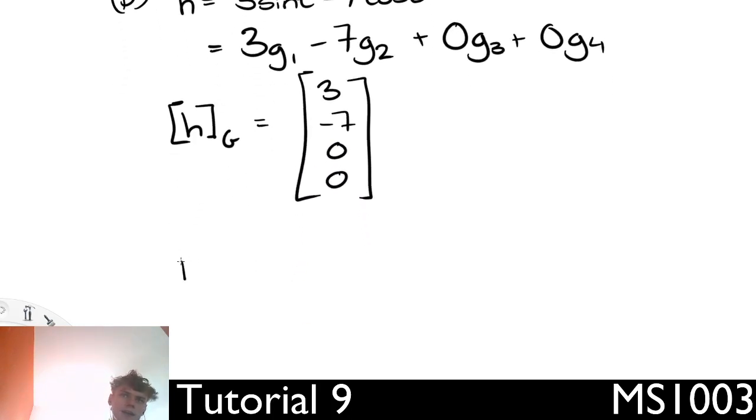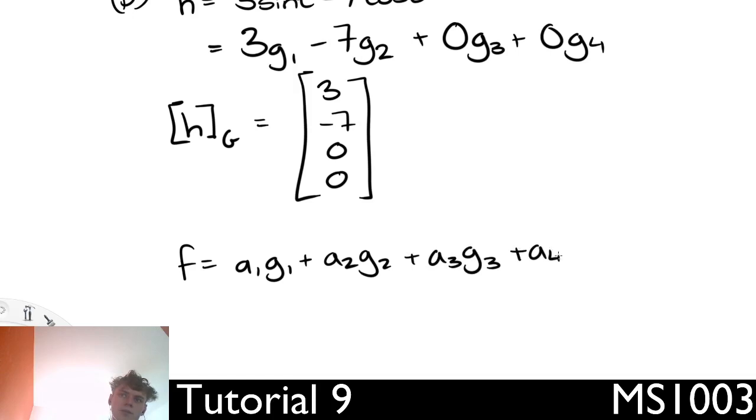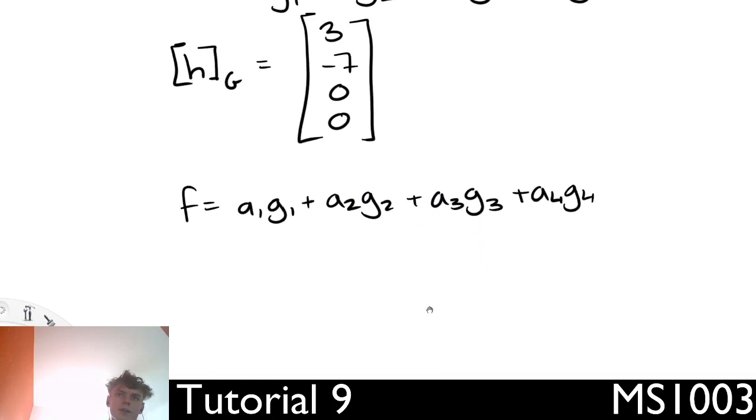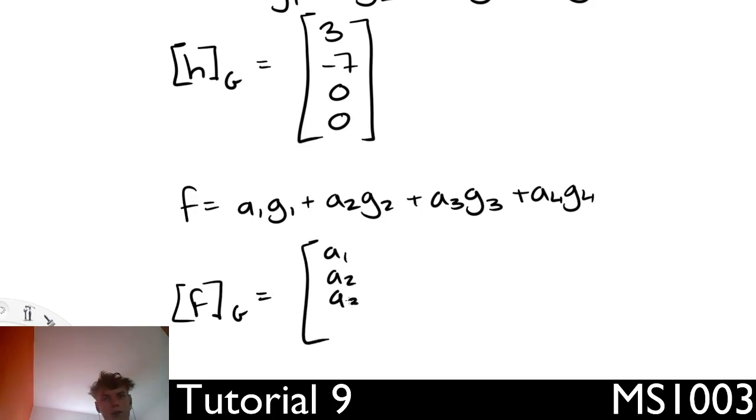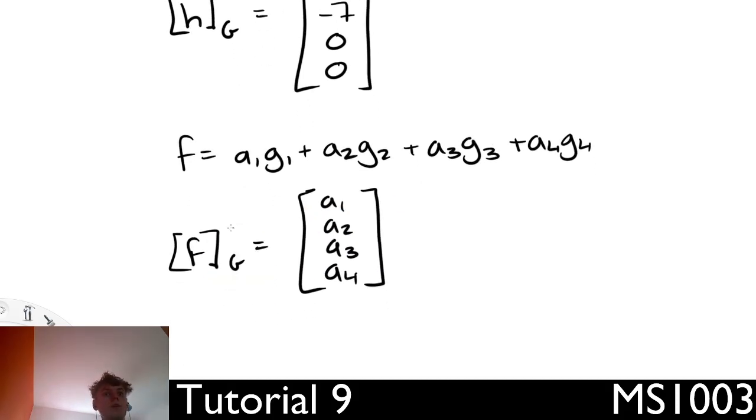And then if f is just a random function, it's going to look like a1 g1 plus a2 g2 plus a3 g3 plus a4 g4. So we can write f in the basis of G as just (a1, a2, a3, a4). Not bad at all.